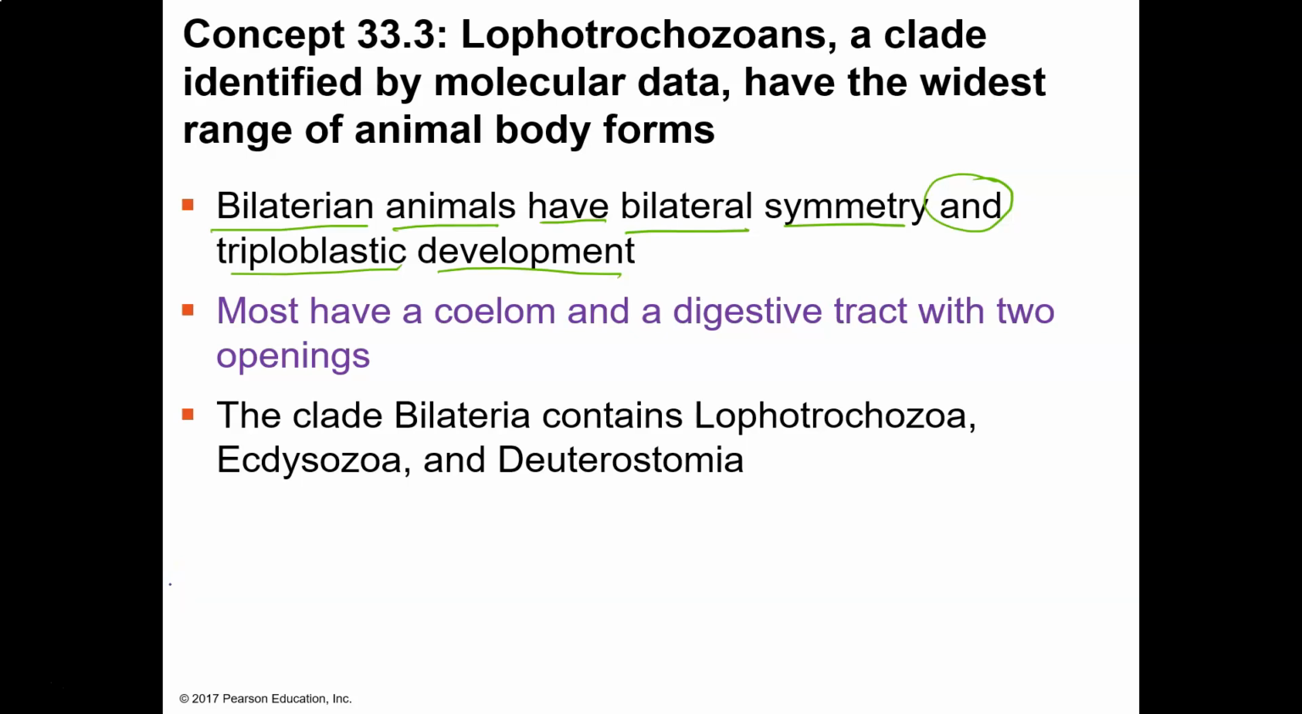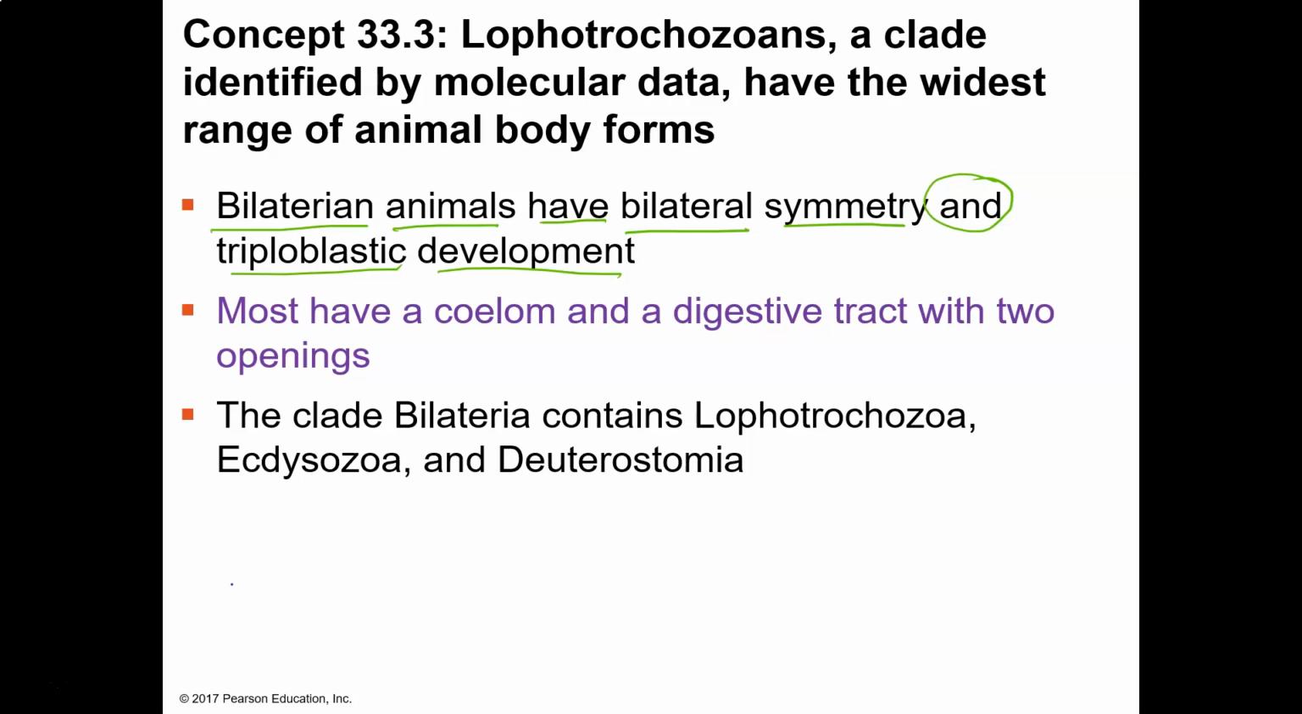So what's unique about the lophotrochozoans is they are bilaterian, so they have bilateral symmetry, and they do have triploblastic development, so they have 3 germ layers. But one thing you want to pay attention to here is about their coelom and digestive tract design. They have a coelom, and the digestive tract is considered to be a complete or an alimentary canal because it has 2 openings, a mouth and an anus.